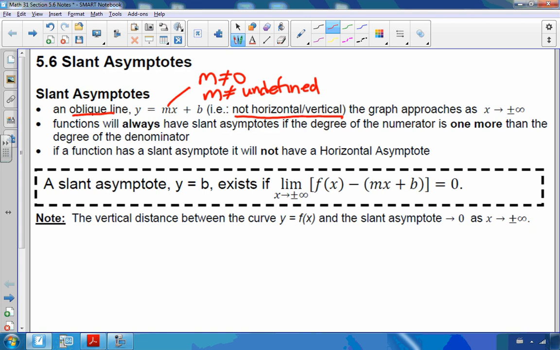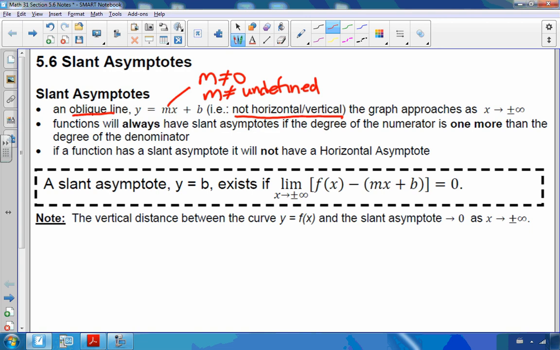So we looked at horizontal asymptotes, and horizontal asymptotes were where the degree of the numerator and denominator were the same. Slant asymptotes will happen when the degree of the numerator is one more than the degree of the denominator. And if you remember when we did 30-1, if the degree of the numerator was bigger than the degree of the denominator, there was no horizontal asymptote. Now you're going to see there could be a slant asymptote if the difference is 1. So if a function has a slant asymptote, it will not have a horizontal asymptote.